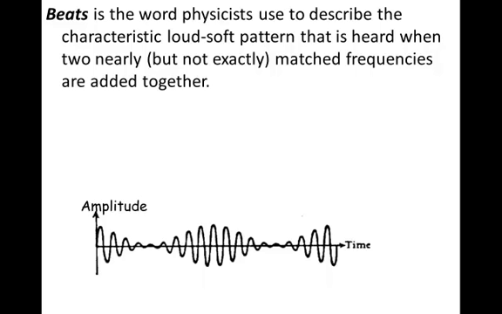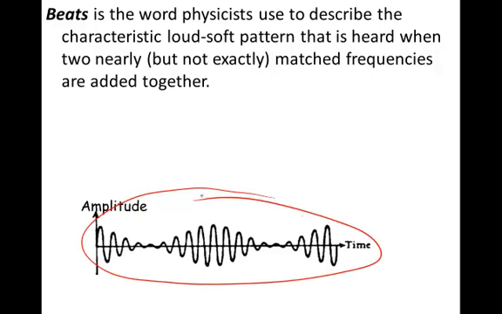Beats is the word physicists use to describe the characteristic loud, soft pattern that is heard when two nearly but not exactly matched frequencies are added together. So when these two frequencies are added together, it would look something like this. So let's check out what it would sound like and what it would look like to observe beats.